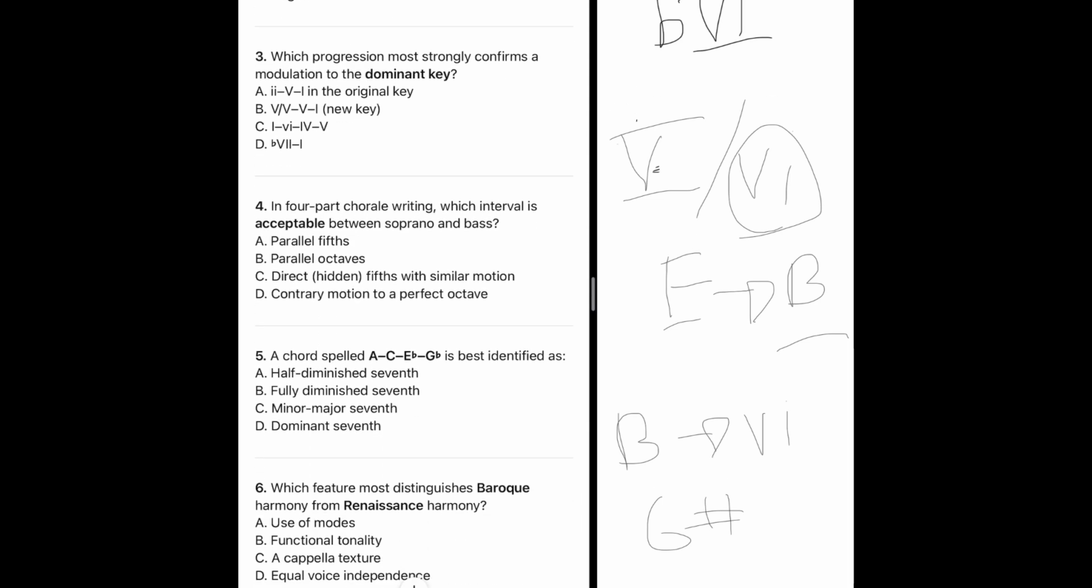Which progression strongly confirms a modulation to the dominant key? A modulation is a 5-1 of 2-5-1 in the original key.